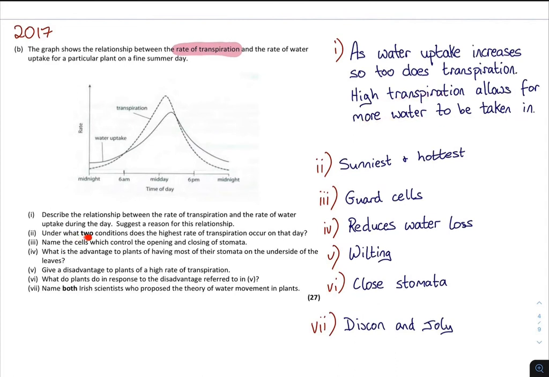Under what two conditions does the highest rate of transpiration occur that day? Now, this was the controversial one.